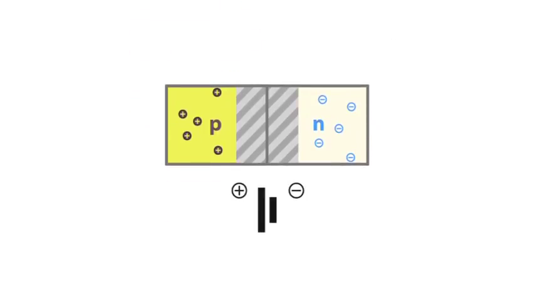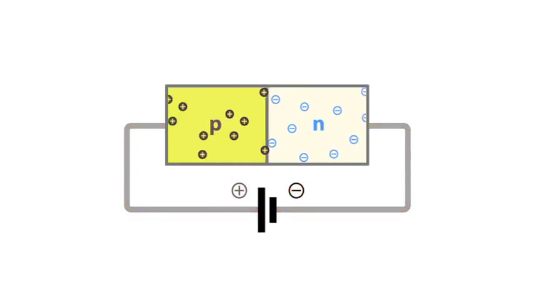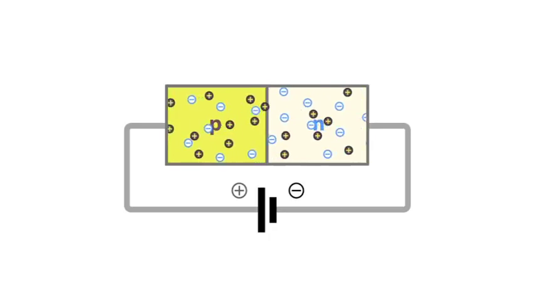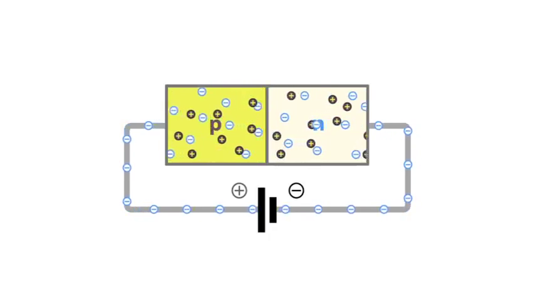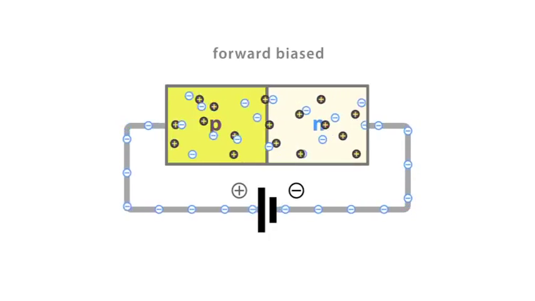If the P side is connected to the positive terminal of a battery and the N side to the negative terminal, something interesting happens. The positive holes are attracted to the negative terminal, and the negative electrons are attracted to the positive terminal. The depletion layer shrinks, and current flows through the diode. We say that the diode is forward biased.